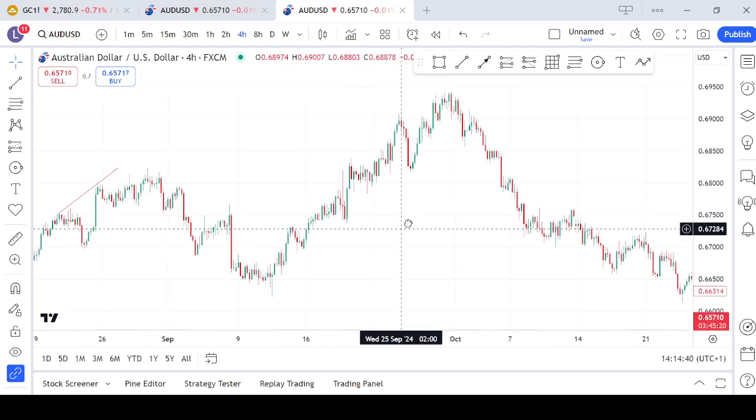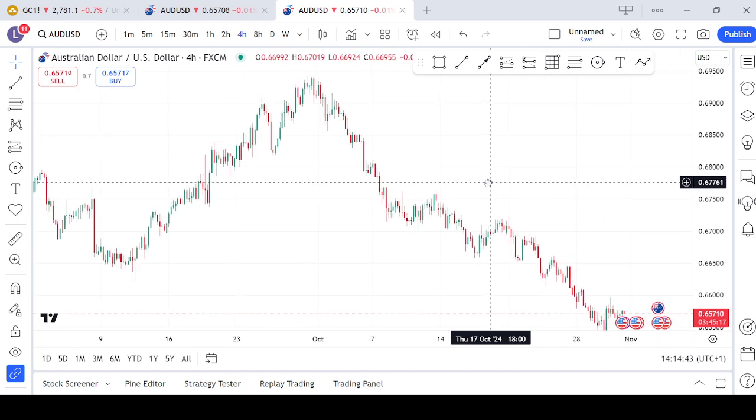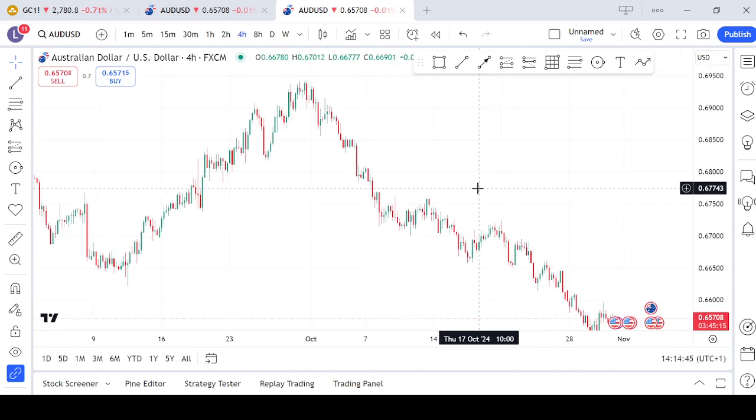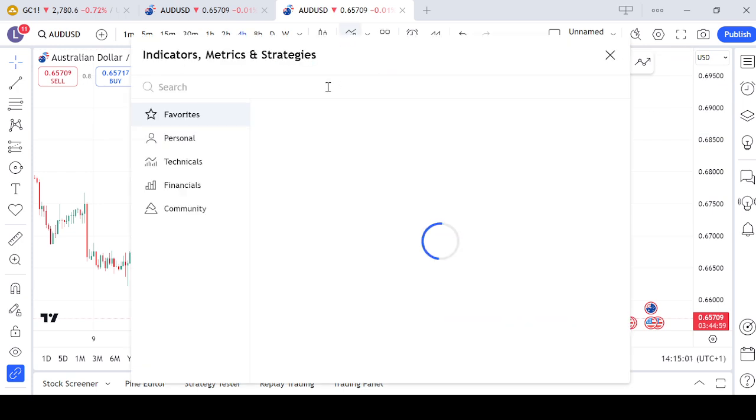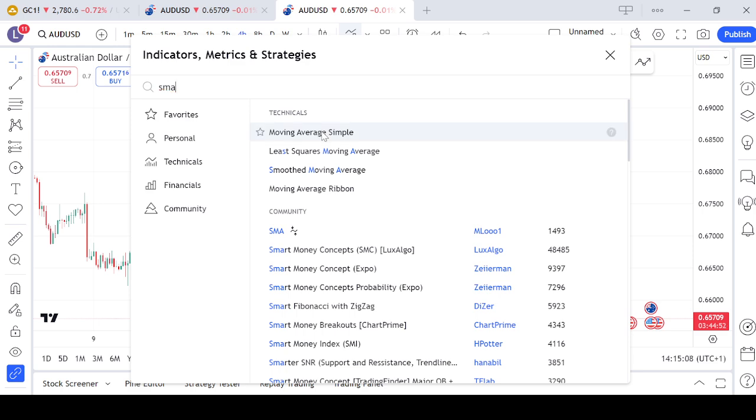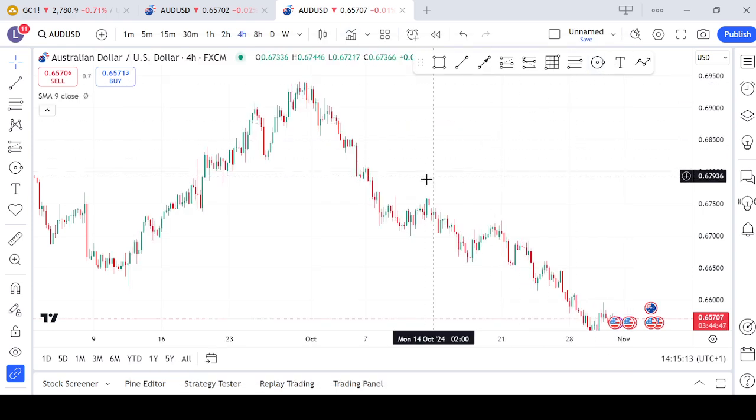Let's get started. So the first on the list is a very popular indicator in options trading, and it's none other than the moving averages. So this video will be focusing on the simple moving average, or SMA. So let's put it on our charts. Just gonna search for SMA, moving average simple, and it's gonna come on the charts.